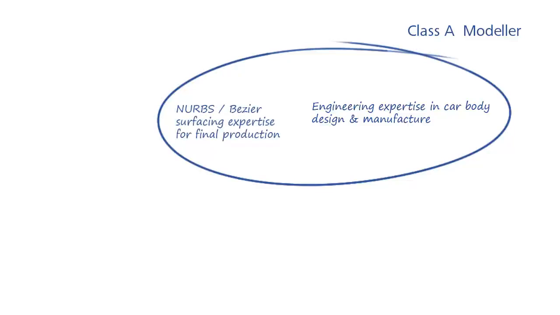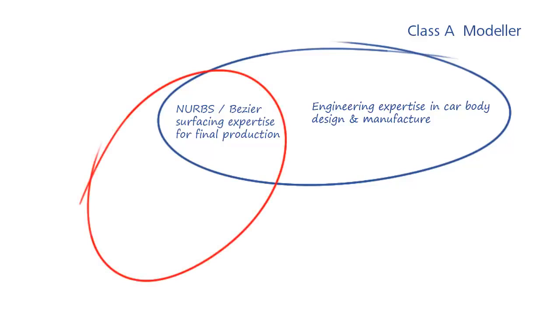So Class A is a very specific term used in the automotive industry, which encompasses technical expertise in the manufacture of automotive exteriors and components, and also expertise in using NURBS and Bezier mathematical surfaces to create the geometry of the vehicle design to an exacting high standard.